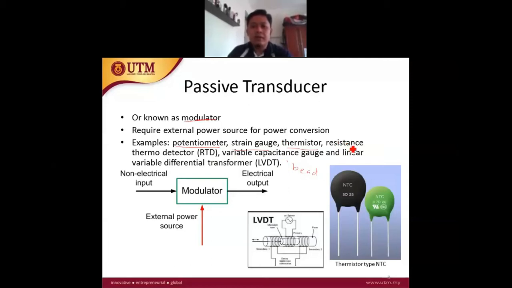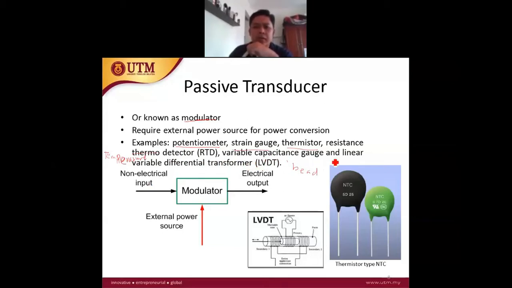And also we have the resistance temperature detector, the RTD. So we're going to look into that later in our class.